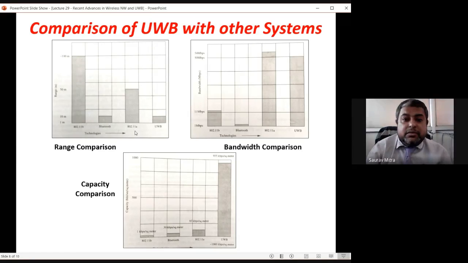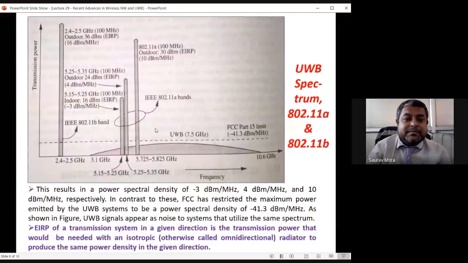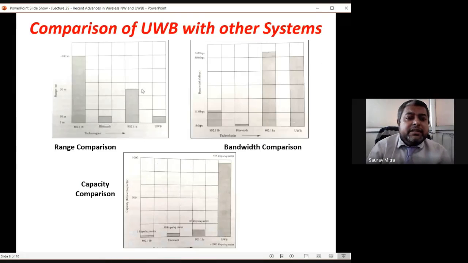Then 802.11a. What is 802.11a? It ranges from 5.15 gigahertz to 5.825 gigahertz. It has a communication range of around 50 meters. And ultra wideband: the communication range of ultra wideband is also very small, 10 meters.